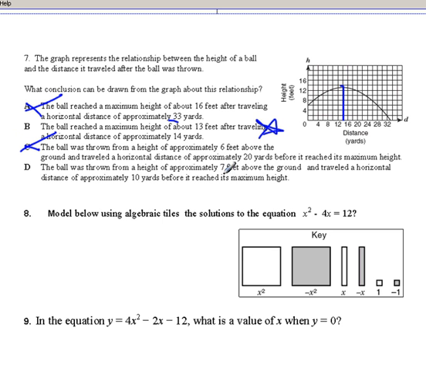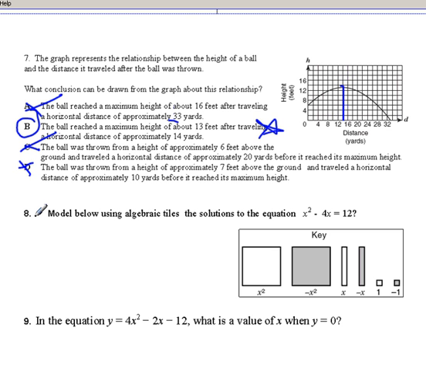The ball was thrown from a height of approximately 7 feet above the ground and traveled a horizontal distance of approximately 10 yards before it reached a maximum height. And that's not right, so it's B. Its maximum height is at 13 feet at 14 yards. There's its high point.